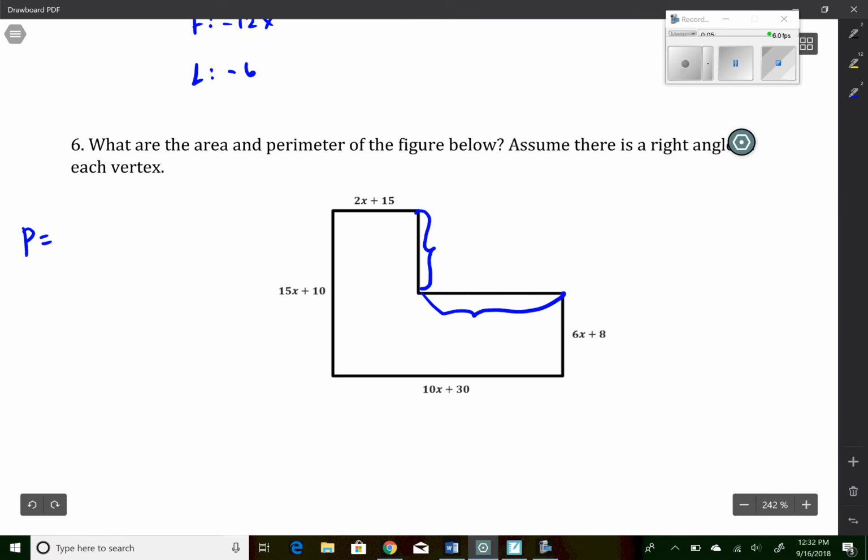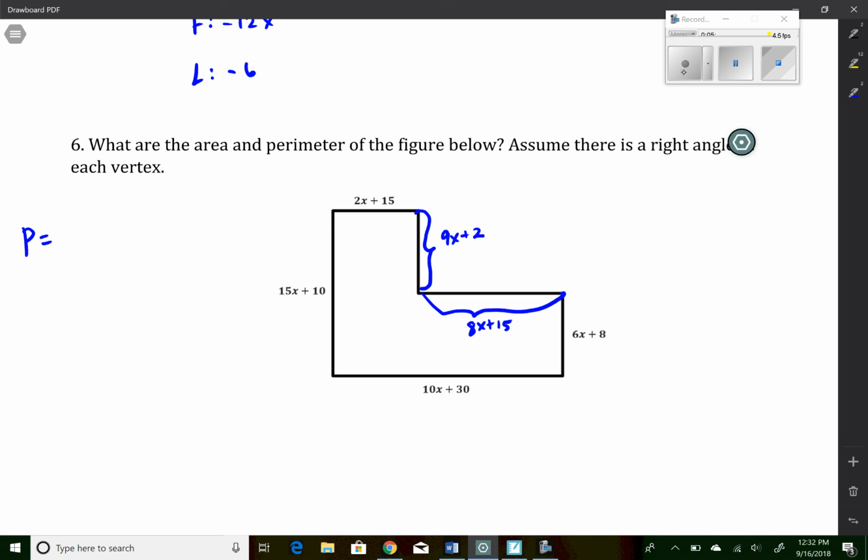So I know the whole height is 15x plus 10, and this partial height is 6x plus 8. So if I subtract those, I get 9x plus 2. Notice the entire width is 10x plus 30, and this partial width is 2x plus 15, so that would make this 8x plus 15. Add up all of your like terms, and you can find your perimeter.